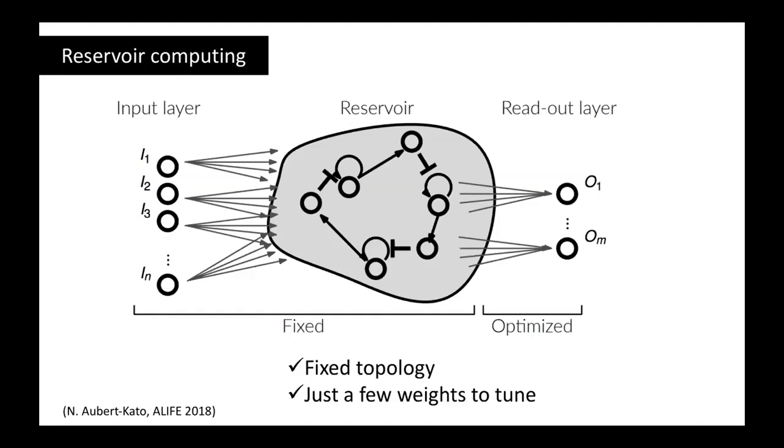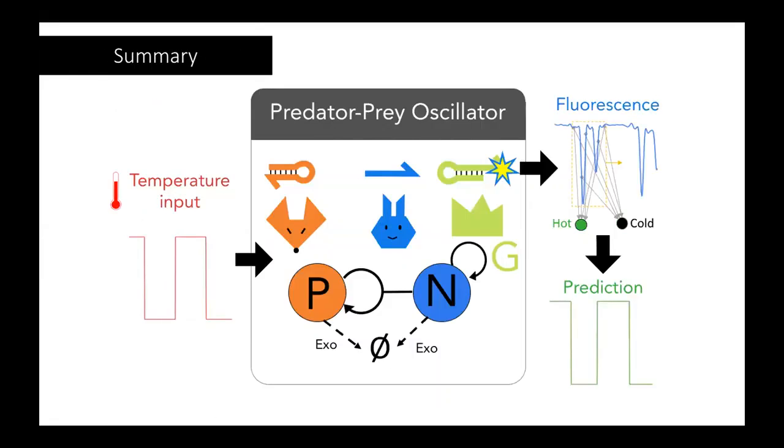Most of the layers of your network have a fixed topology, and you just need to tune the weights at the output layer. That's what we're interested in. What I'm going to present today is a predator-prey oscillator made with DNA that is used as a reservoir. I'm going to show you how, by inputting different temperature profiles, we can really control the oscillations of our oscillator. Then we monitor the concentration of DNA by fluorescence, and we input it into a single layer perceptron to predict what the input temperature was.